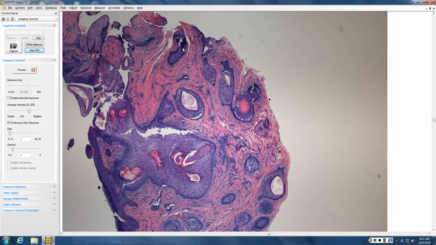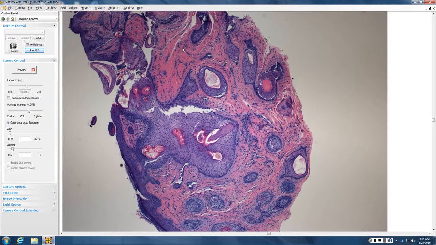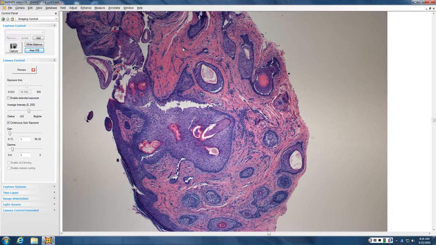Okay. How about this one? So the orientation probably makes it a little harder, which makes it probably perform better.